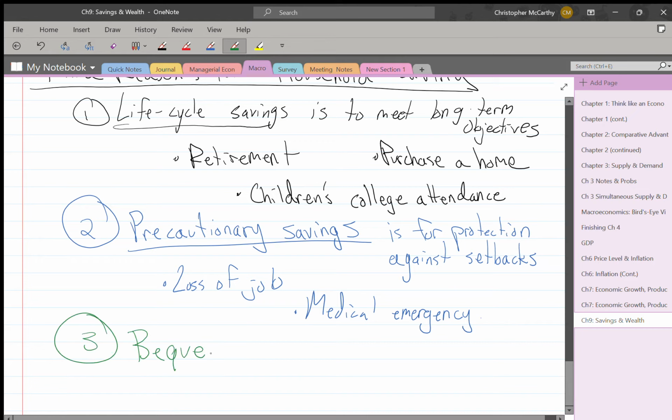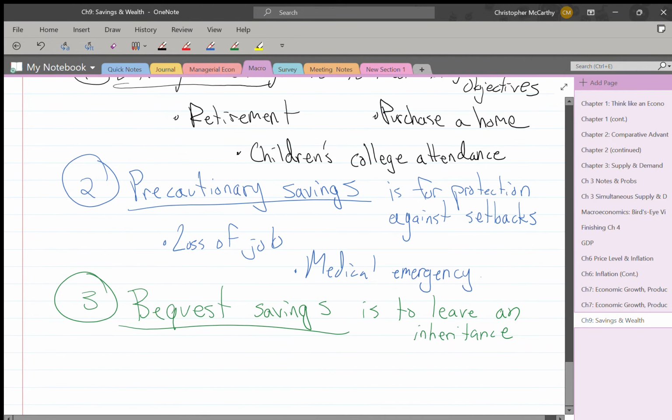Bequest savings. So bequest savings is to leave an inheritance. So this is nice if you get to do this, right? This is mainly for higher income groups.